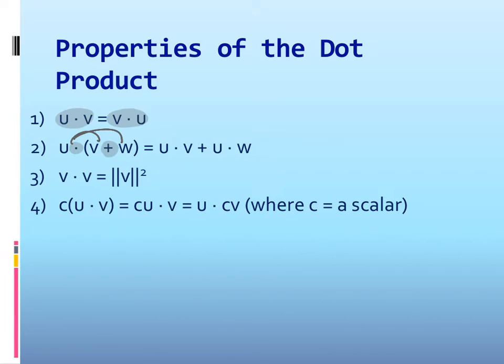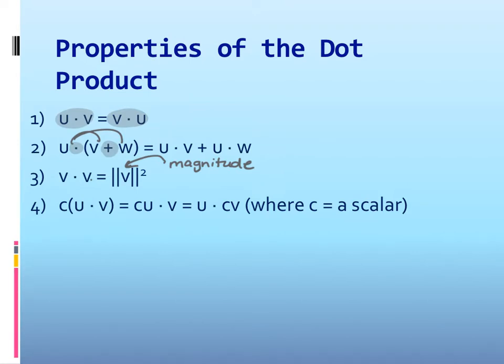Any vector dotted with itself is the same thing as the magnitude squared. Remember, these lines mean the magnitude of that vector. So if I did v dot v, it's the same thing as finding the magnitude of v and then squaring it.